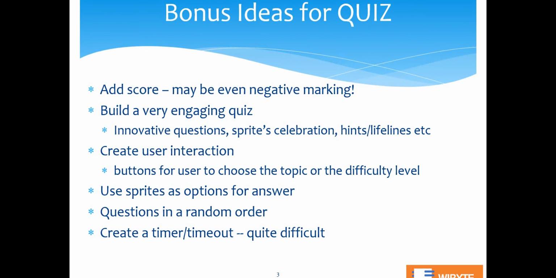So the first and foremost thing that I can think of, and probably the lowest lying fruit here, is to add a score, right? Now, you can add a score and you can even consider adding negative marking, right? So for example, if somebody answers a question wrongly, you might deduct a mark, right? So that's one simple thing you could do. It requires using variables, so you'll have to learn how to create variables, set them, change them, and so on and so forth, right? So of course we will learn this in the class later on, right? But this is something you could try, right?